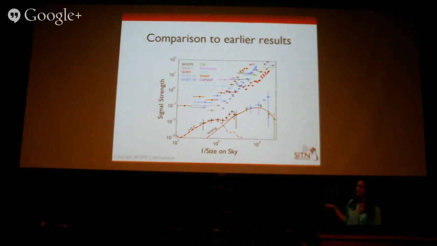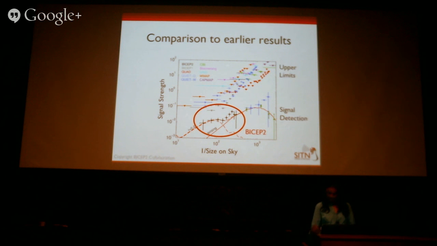The x-axis is the inverse of scale on the sky. So things that have a higher number on the right side of the plot here are actually smaller things. These are bigger scales. And then this is just how strong the B mode signal is at those scales. So this is the BICEP2 result here. All of these other ones from previous experiments that observed the cosmic microwave background are all upper limits. This was as sensitive as the telescope was. So they couldn't actually get down to see the signal, which is down here.